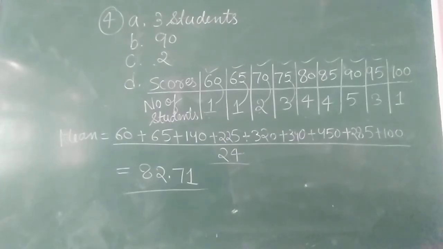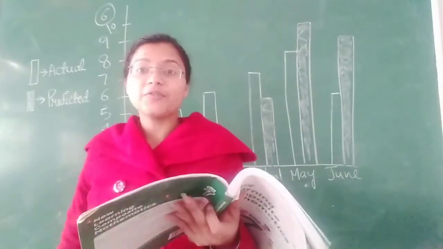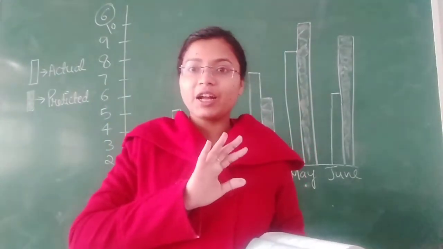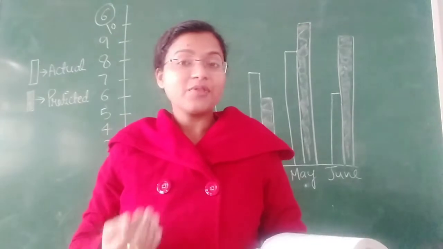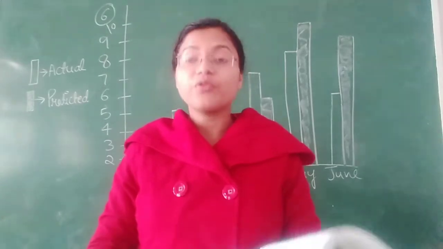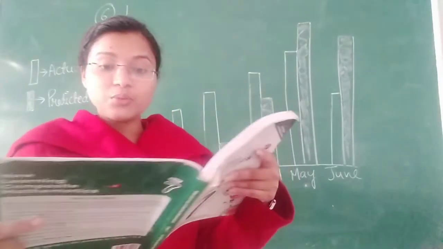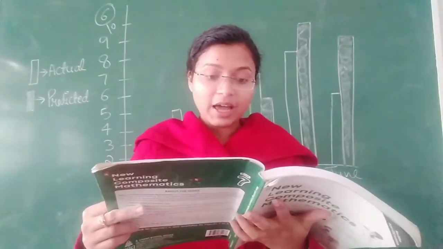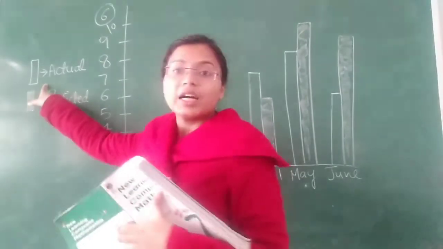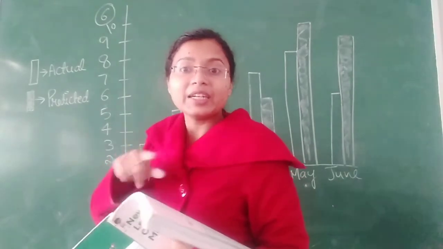Question number 4. Next, question 5 is also the same thing. In question 6, we have to make the double bar graph. It is also the same as the bar graph, the only difference is that here we have to make 2 graphs. Month is given, so first write down all the months on the horizontal line. Here you have to make 2 bars: one for the actual rainfall and another for the predicted rainfall. I am taking the uncolored bar for the actual rainfall and the colored bar for the predicted rainfall.